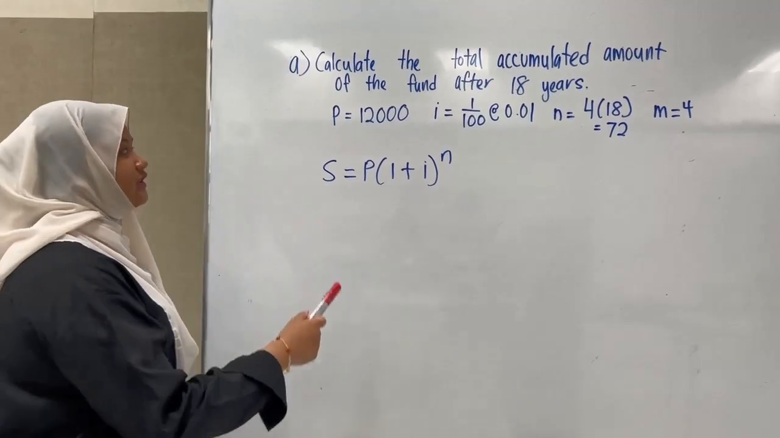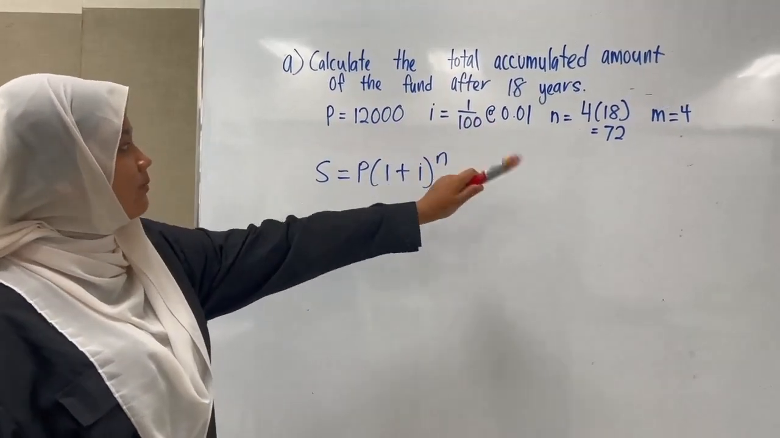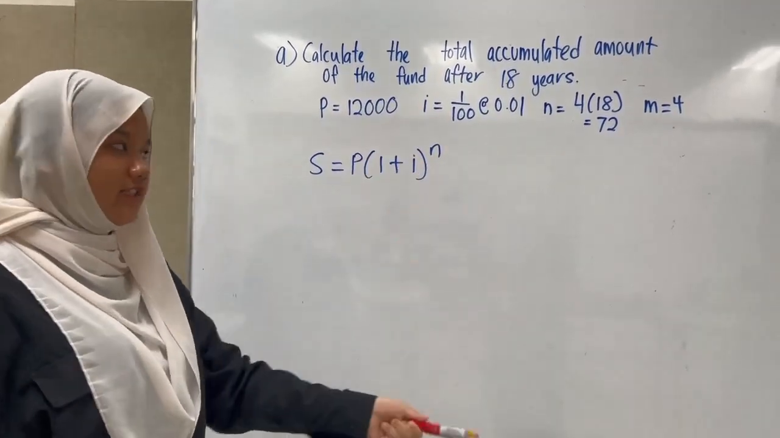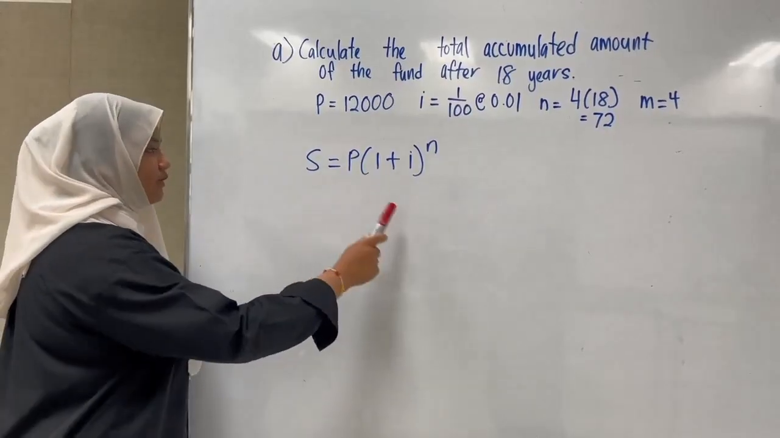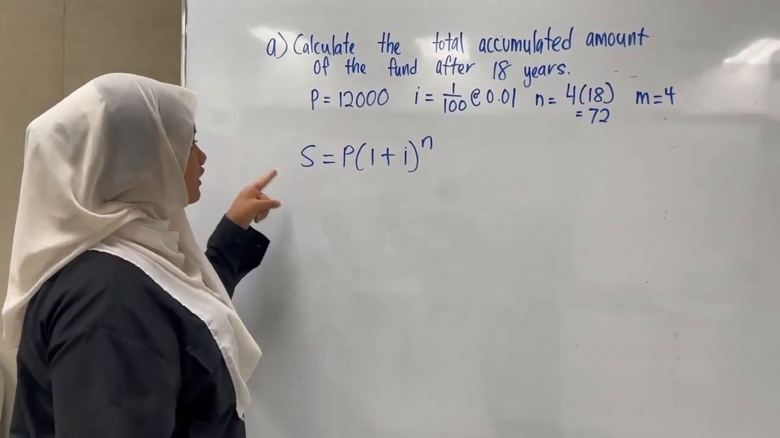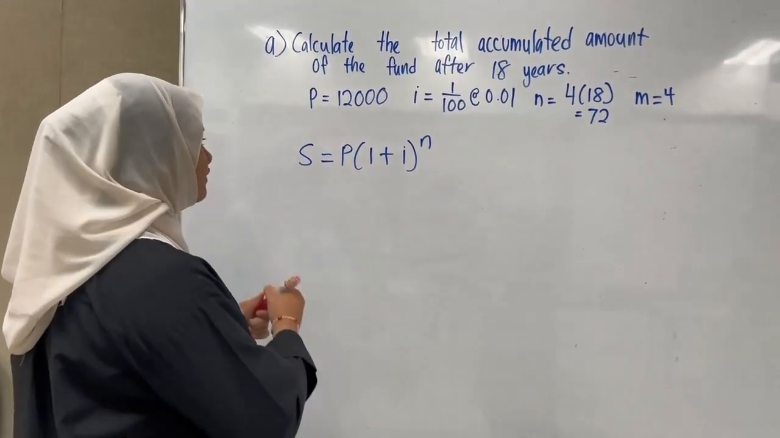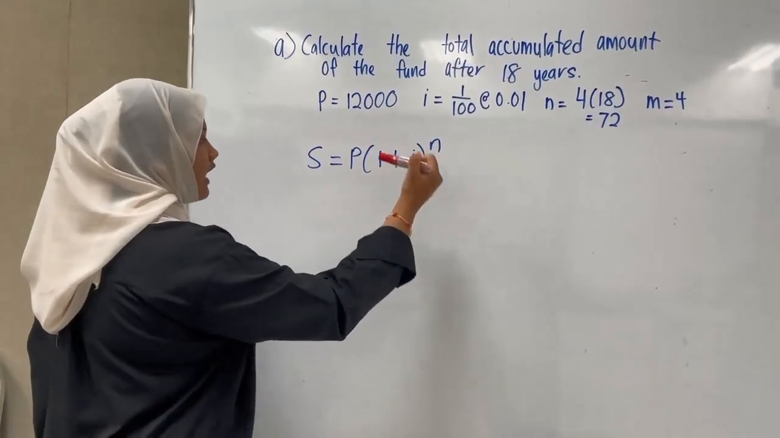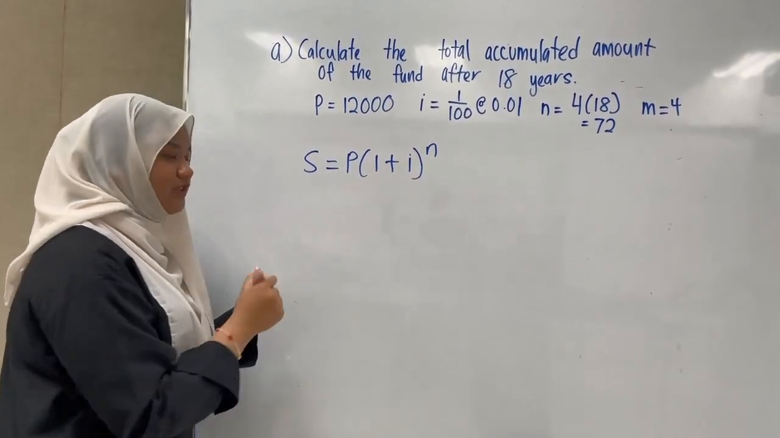So for this question, we're going to calculate the total accumulated amount of the fund after 18 years. So we're going to use this formula to find the total accumulated amount. We're going to fill in the P, I, and N into this formula.